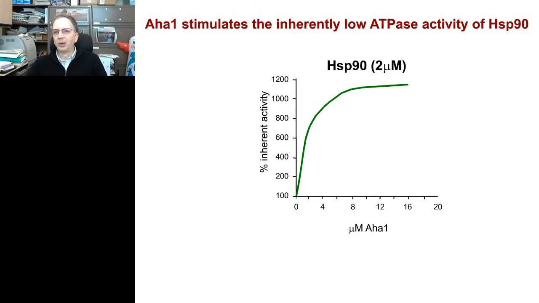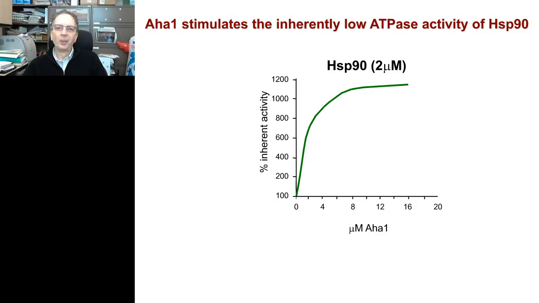The second example I want to talk to you about is how phosphorylation can affect HSP90 activity. So as I mentioned, HSP90 has very low ATPase activity inherently. And in order for it to be functional in cells, its ATPase activity has to be increased. This is performed by a co-chaperone, an accessory protein called AHA1, which stimulates the inherently low ATPase activity of HSP90, as shown on this slide, up to 10-fold.